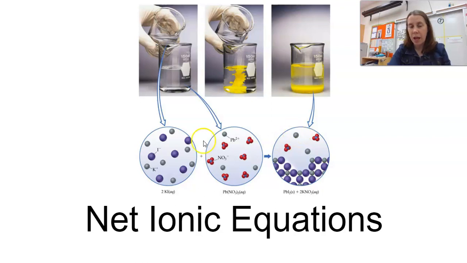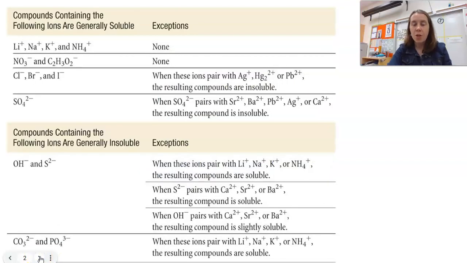The K+ ions had to come with the iodide in order to make a neutral compound, and the same thing with the nitrate ions, but they aren't forming a solid here. So when we write a net ionic equation, we're only going to write the things that change. That's an introduction, but now I'll walk you through the steps for how to do that. The first thing we need to know is which of the ions are going to come together to make a solid.